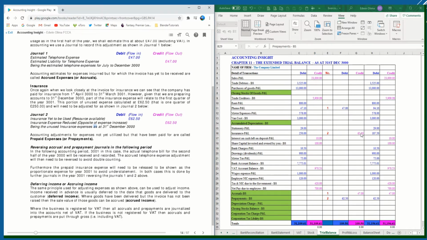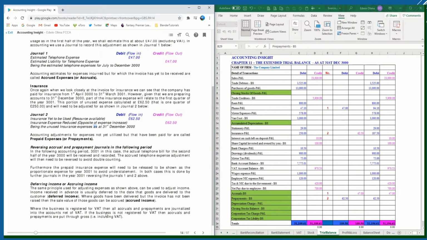And with regards to insurance, you've held back £62.50 into the balance sheet, but it relates to the year 3001, so you're going to reverse it into the P&L in the following year. So that's something to note about accruals and prepayments. Obviously, if the actual invoice doesn't come till 2 years later, you probably need to hold your accrual and prepayment for 2 years. You don't reverse them. Accountants normally review this every year to see if the accrual and prepayment is still valid.